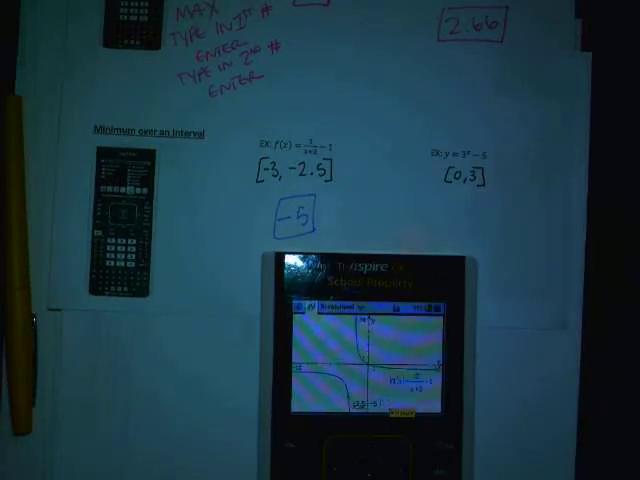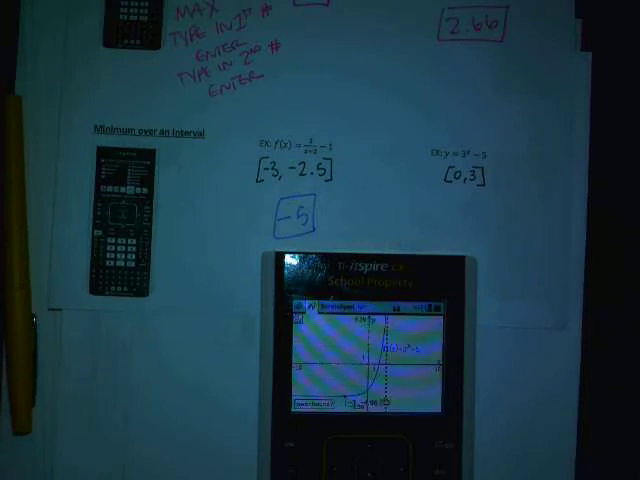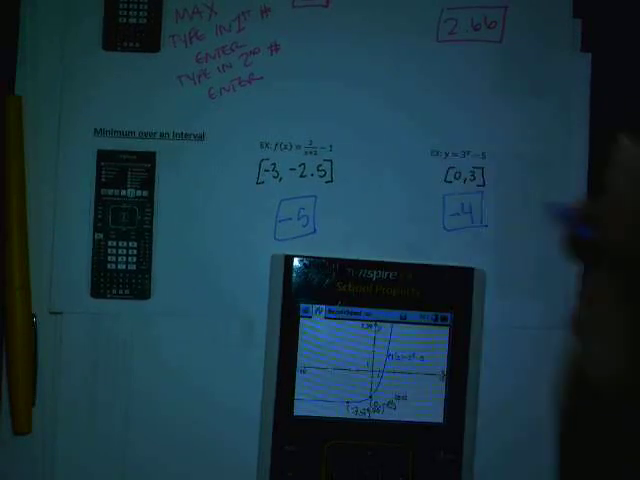All right, let's get the other graph here. 3 to the x, arrow off to the side, -5. And menu, analyze, minimum, 0, enter, 3, enter. And then (0, -4) pops up for the min.